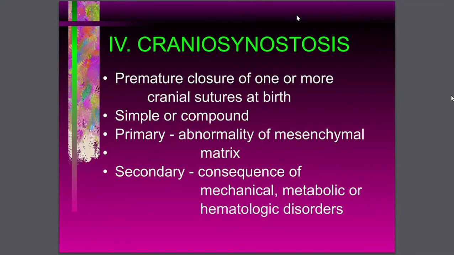Craniosynostosis may also be a primary problem if it is due to abnormality of the mesenchymal matrix, or it may be secondary if it is due to mechanical, metabolic, or hematologic disorders that happen during the last few months of gestation. A very common example again is the patient with APCD, the one I mentioned who had an intracranial bleeding upon birth. Upon delivery, there was parenchymal bleeding, so there was brain death and scarring in the brain. So the brain did not develop and grow, and there is now microcephaly.